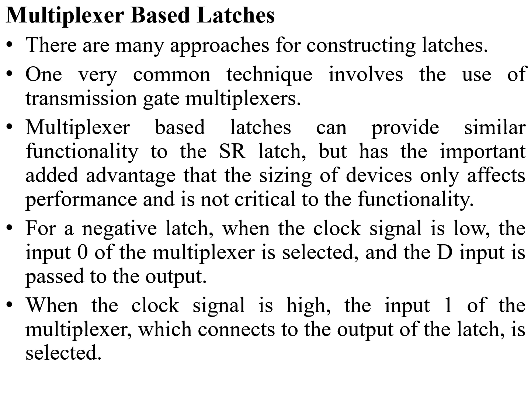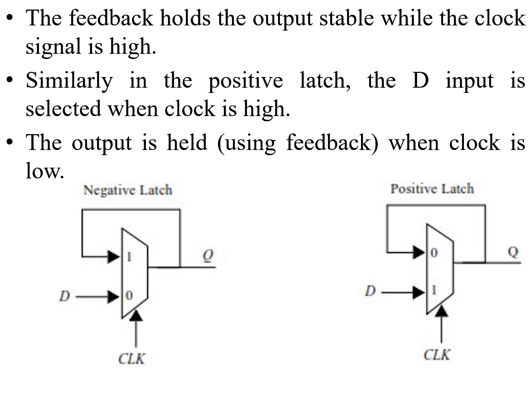For a negative latch, when the clock signal is low, the input 0 of the multiplexer is selected and the D input is passed to the output. When the clock signal is high, the input 1 of the multiplexer that connects the output to the latch is selected. The feedback holds the output stable while the clock signal remains high. Similarly, in the case of a positive latch, the D input is selected when the clock is high and the output is held using feedback when the clock is low.